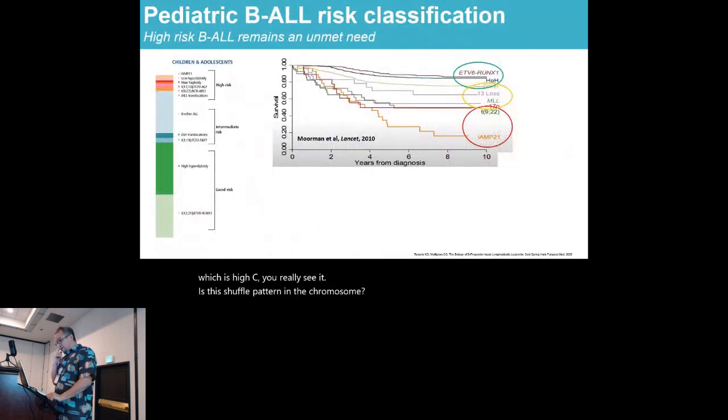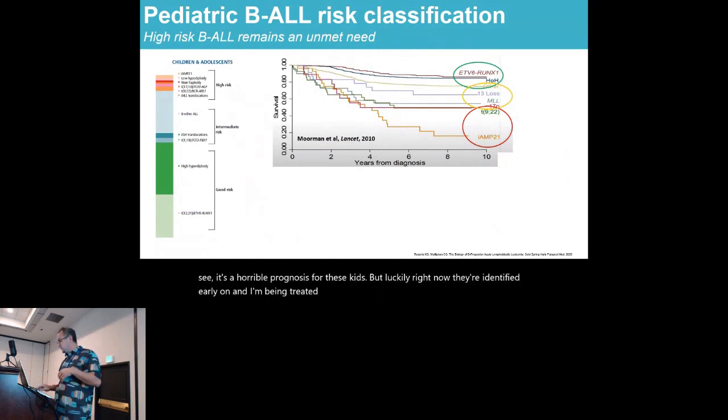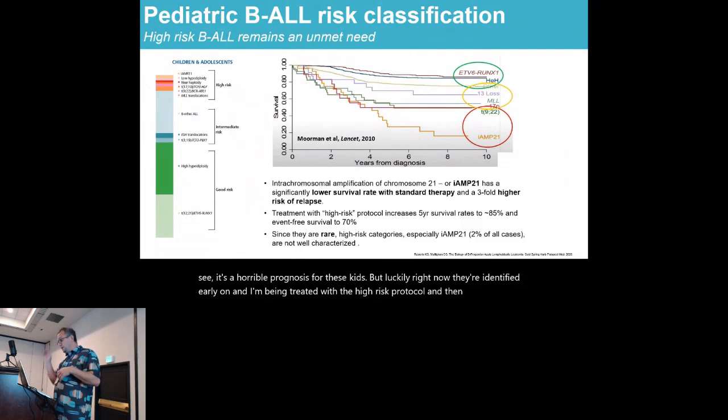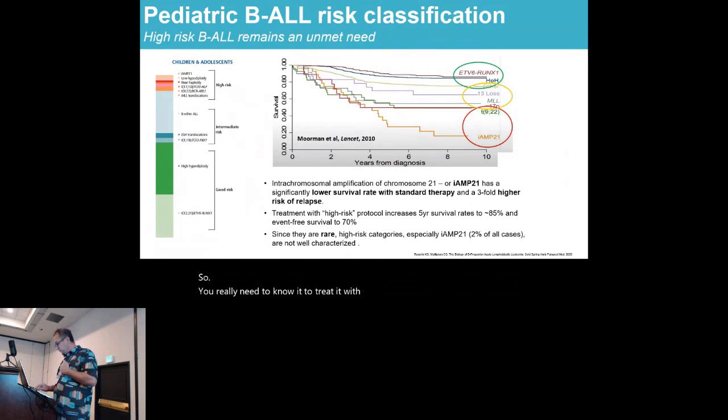So this is a high-risk subset. Luckily, this is a study from 15 years ago, but as you can see, it's a horrible prognosis for these kids. But luckily right now, they are identified early on and then treated with the high-risk protocol. When treated with the high-risk protocol, they still have a higher risk of relapse, but their survival rate is coming close to standard risk protocol on the low-risk subtypes. So you really need to know it to treat it with that kind of protocol.